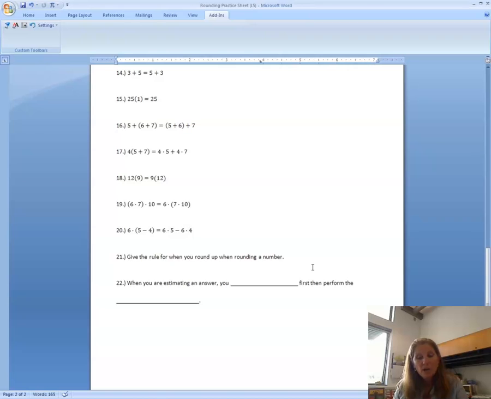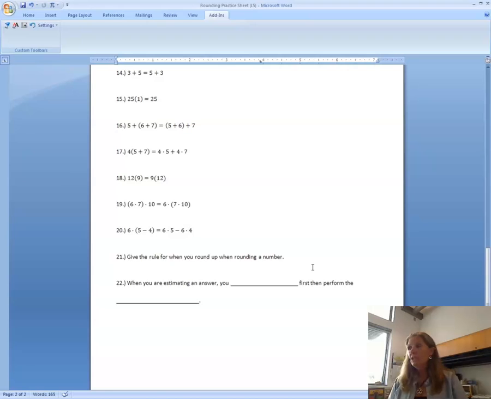After you round, then you perform the, and this is a vocabulary word we've been using so far throughout the class, the operation. So first you round, and then you do the operation. That's what estimating is. So it's really just rounding, but it's rounding with a purpose, so you can get to an estimate of a problem.